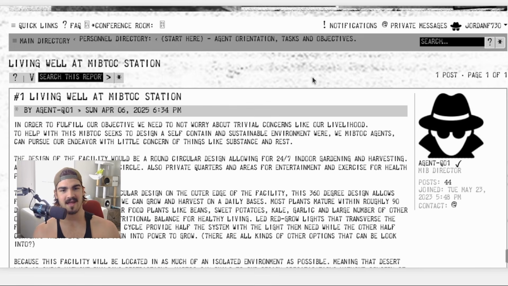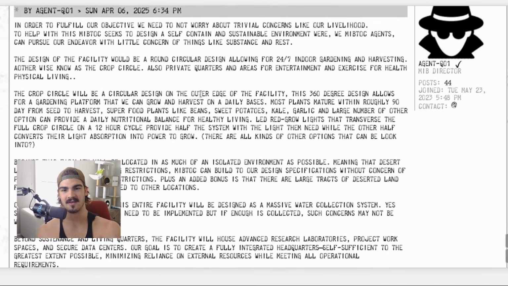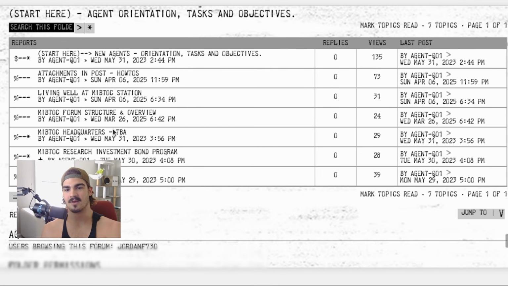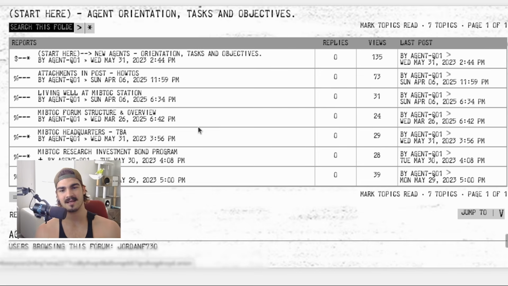So it looks like this guy has plans to build a full kind of compound where all of the business that MIBTOC is going to be conducting will take place. Very interesting. Here we have MIBTOC headquarters, TBA. I'm assuming this is going to be talking about a very similar thing.